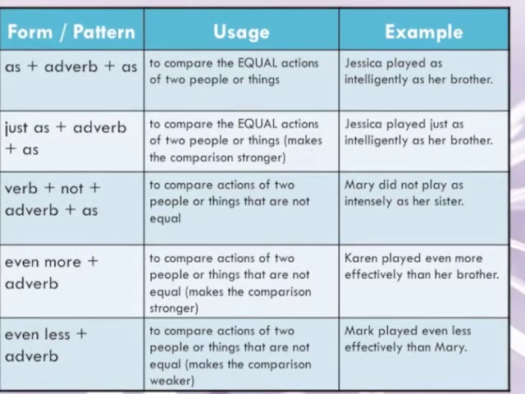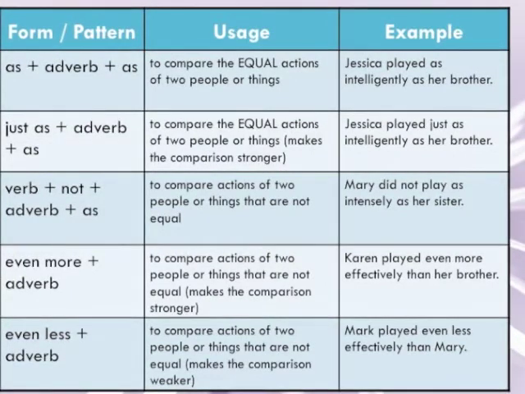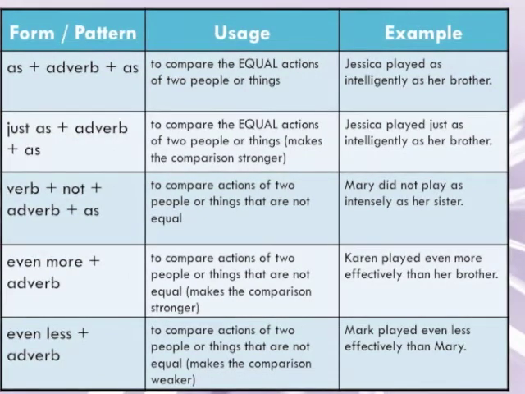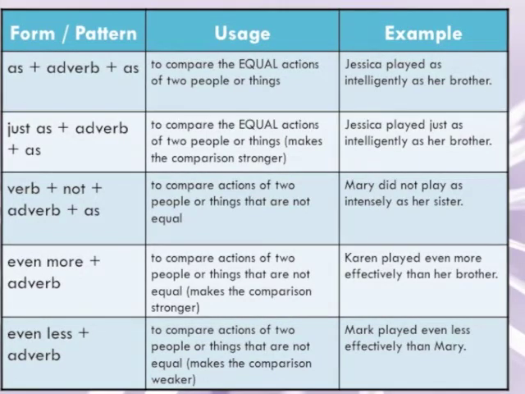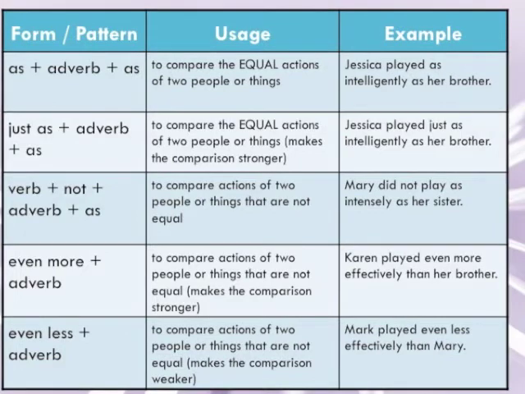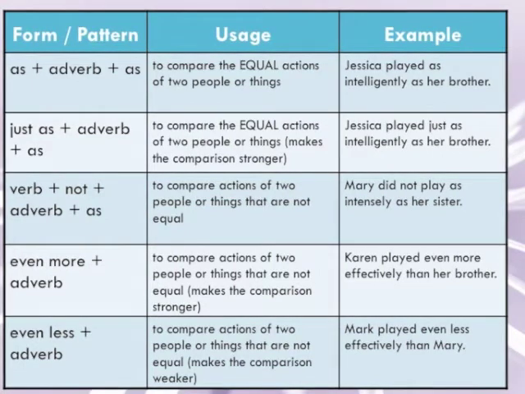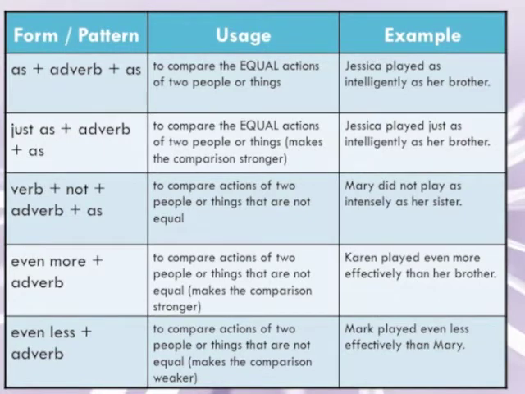Okay, I know that we covered a lot of material, so let's go ahead and review. So I have the form and the pattern on the left, usage is in the middle, and then example sentence is on the far right. So let's get started. As plus adverb plus as compares the equal actions of two people or things. So Jessica played as intelligently as her brother.